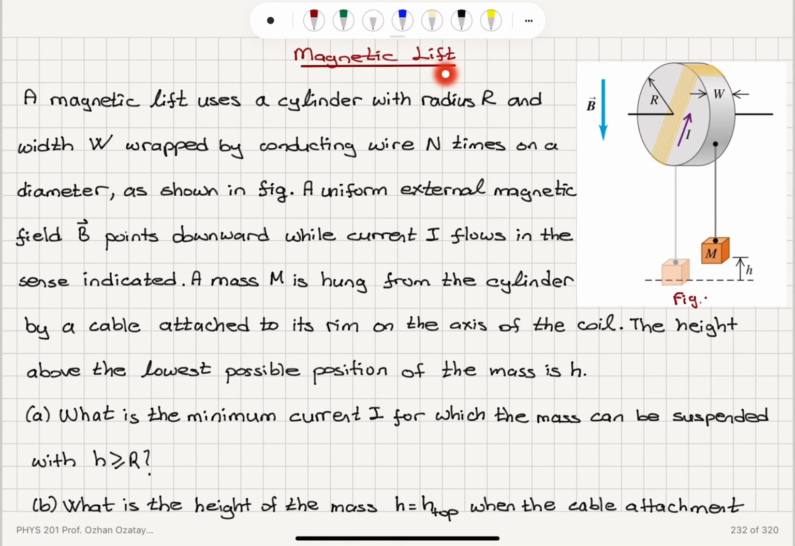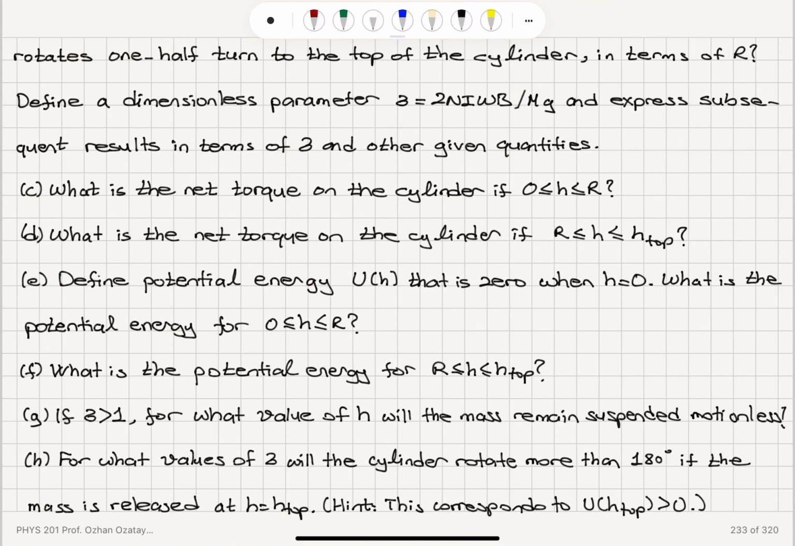We're continuing our discussion of the magnetic lift. In part E, define the potential energy U of H that is 0 when H is equal to 0. What is the potential energy for H between 0 and R, and for H greater than R, less than H top, in part F?